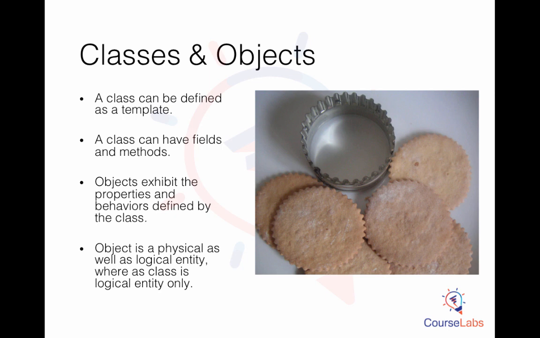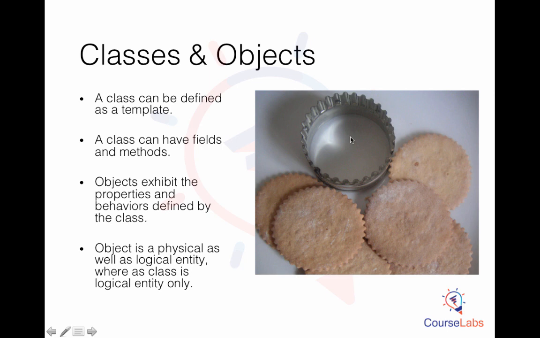In this video, we are going to talk about classes and objects. Well, a class can be defined as a template. If you look at this image, this can be defined as a class. So if you assume this as a class, this particular entity is going to define how this object should look like. So basically, this particular entity is a class which defines some properties. Now, this object is some physical entity which exhibits the properties that are defined by this class.